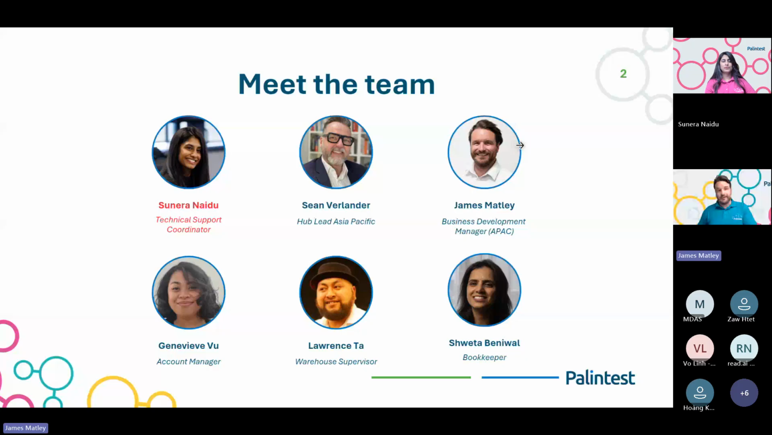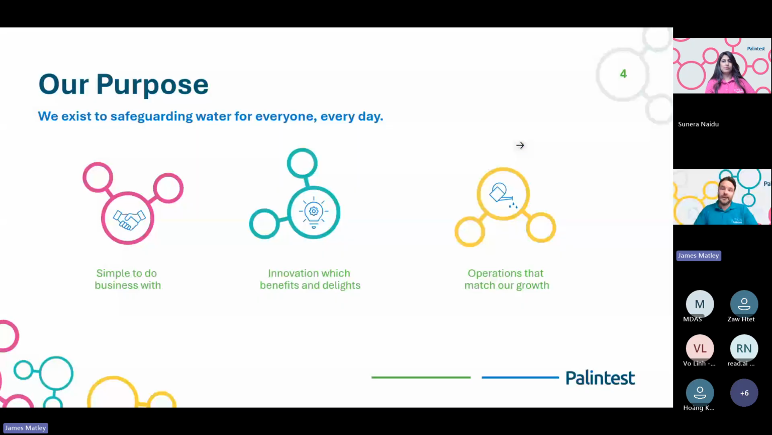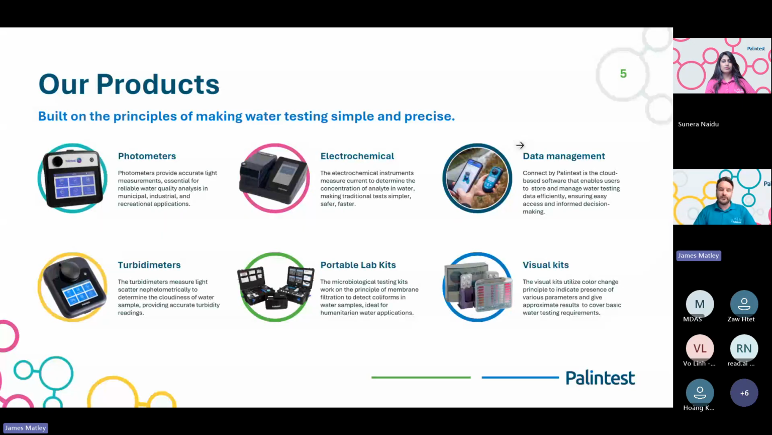So we have multiple products, multiple technologies that we use to monitor water quality. These range from basic visual kits, where you're just dipping a sensor into the water, or mixing a reagent and comparing the colour against a colour chart, up to our electrochemical sensors, as we're going to talk about today with the Chemio, which allows for lower range monitoring and better accuracies across greater ranges.